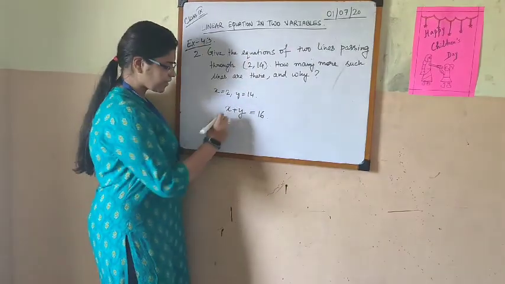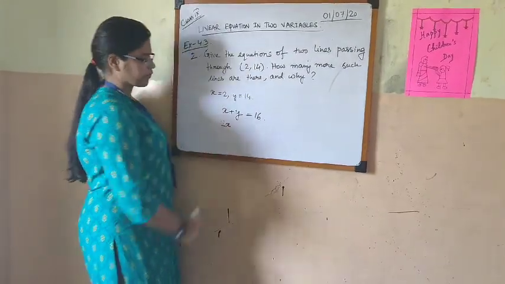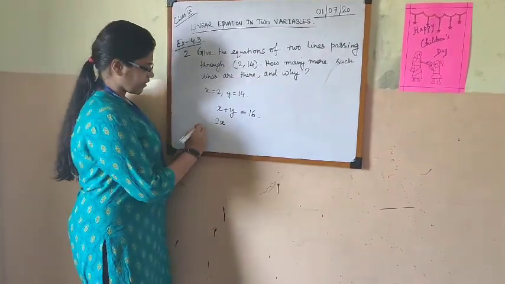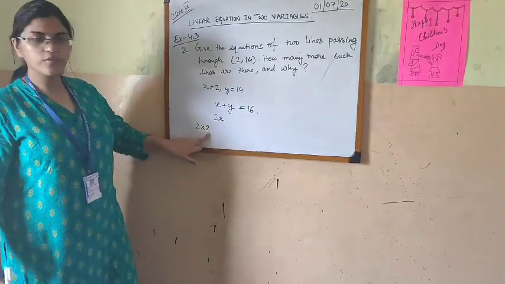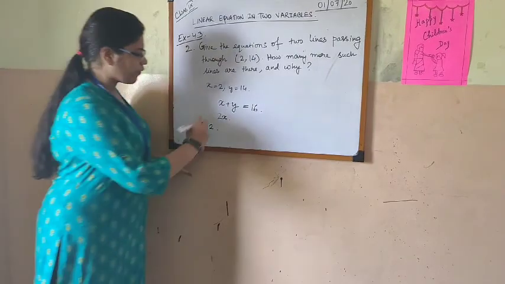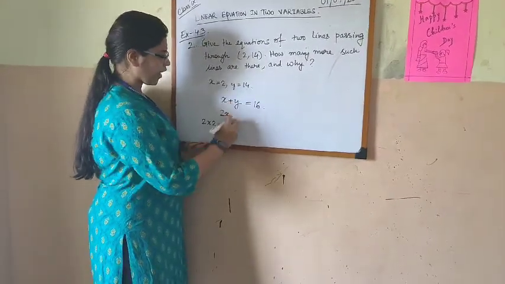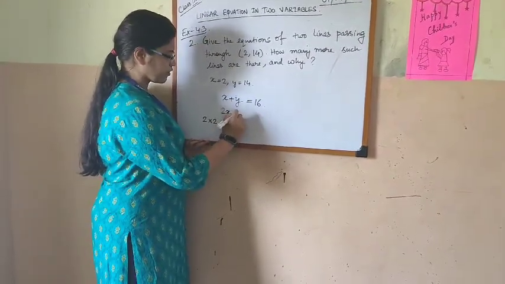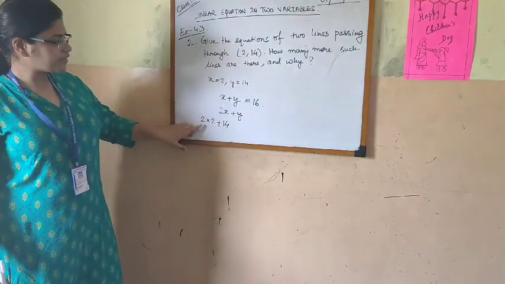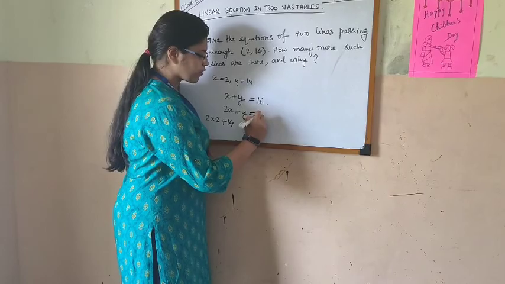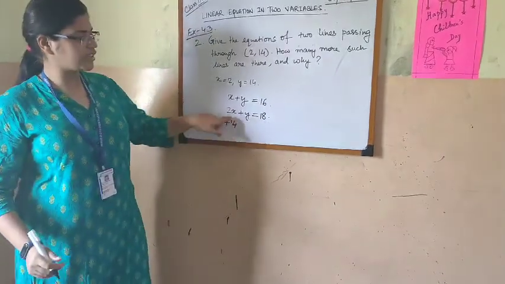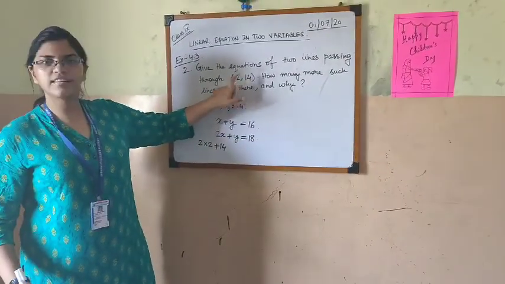So suppose now I am taking 2x. 2x means x into 2, so that is 2 into 2, 4. 4 plus, if I am taking y here, 14. So that gives us 14 plus 4, that means 18. So we can say this is another equation that satisfies this point.